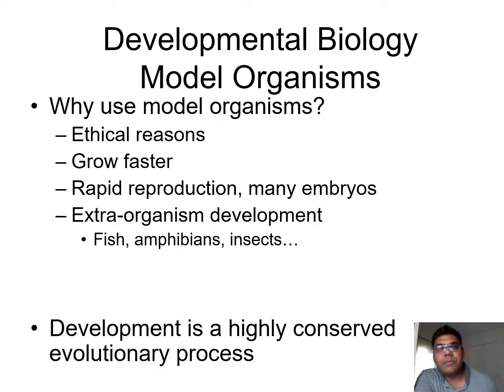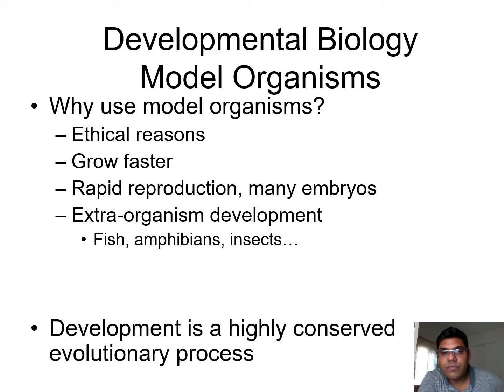So people use different model systems, model organisms, for various reasons. There may be ethical reasons wherein humans cannot be used as model organisms to study certain diseases or developmental processes, whereas these model organisms can grow very fast. For example, Drosophila can be maintained in small tubes. You can multiply them whenever you want. They reproduce very fast, and frogs, for example, can give rise to many embryos.